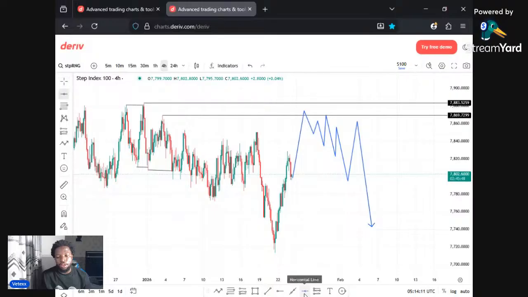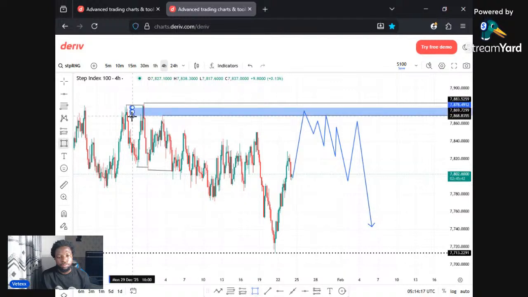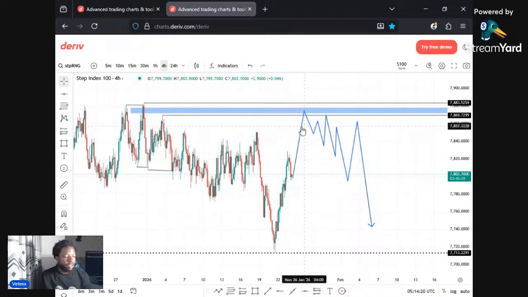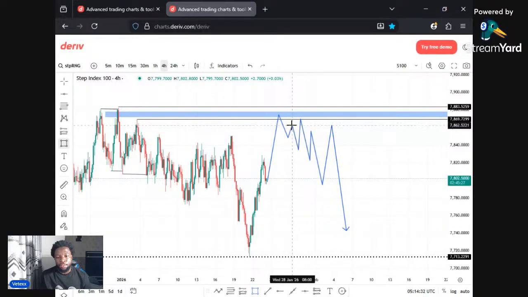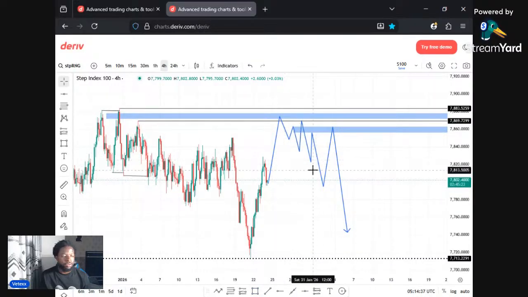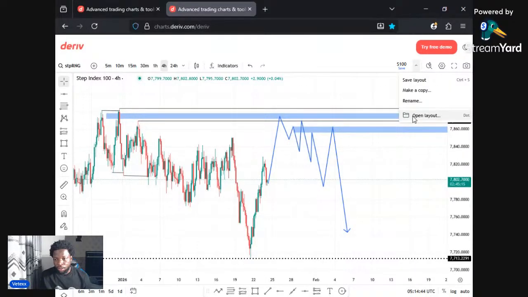So this is your target. This point of interest is your starting point, and this low here is your finish point. So this is what you're anticipating on Step 100 at the moment. So if Step 100 gives us what we are looking for, we'll start taking more sells on it. But until then, we'll sit on our hands and see what the market is going to definitely do. So that is all with Step 100.